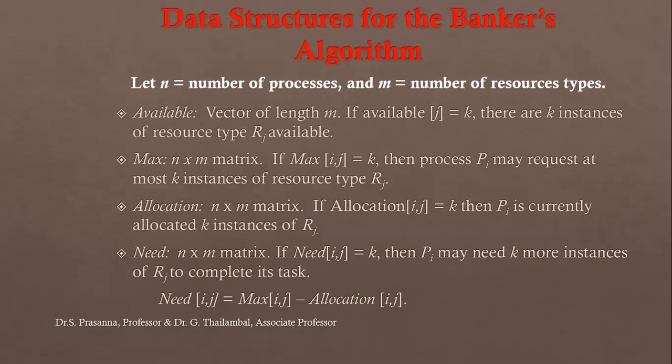Need is an n cross m matrix. If need of i, j is equal to k, then Pi may need k more instances of Rj to complete its task. Need of i, j is nothing but maximum of i, j minus allocation of i, j. Take for example, the maximum resources it needs is 50. Allocation is only 5. So the need is maximum minus allocation. The maximum is 50, but allocated is only 5, so the additional resources needed for the process is 45.